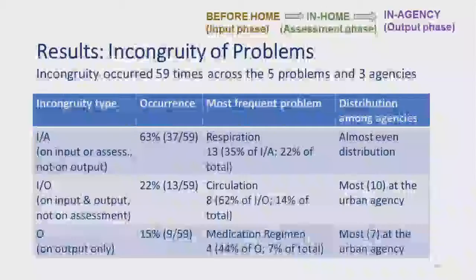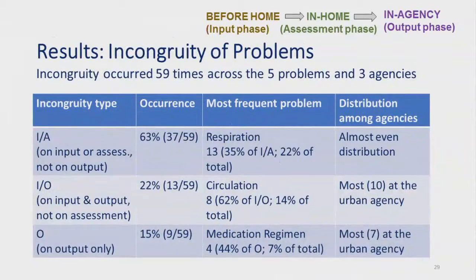Then looking at the quality of the documentation in terms of incongruity of the problems, again using the same time frame. Incongruities occurred 59 times across just these 5 problems across the 3 agencies. So this table shows the incongruity type, the occurrence, what was the most frequent problem in that incongruity type, and whether that incongruity type appeared primarily in one agency or not.